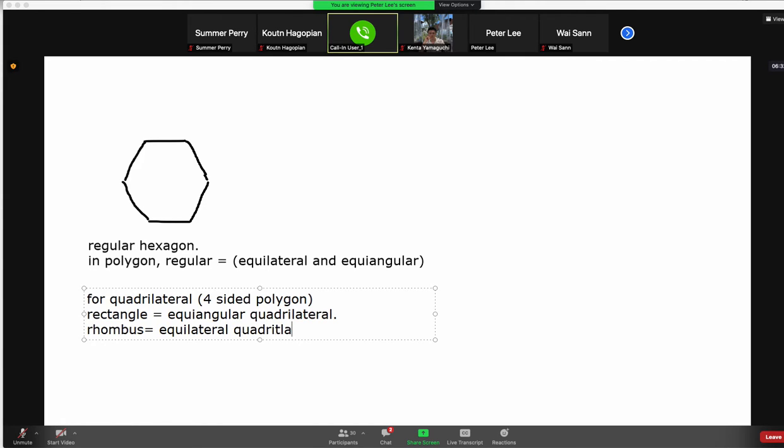Quadrilateral. What is a square? A square is the equilateral, equiangular quadrilateral. That's the full name. Anyway, I just try to make it a little bit complete here, but you have to know these things.